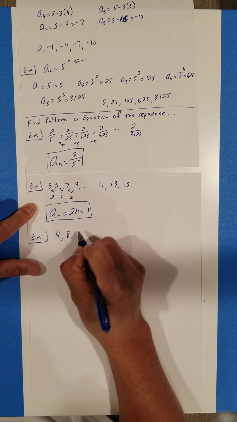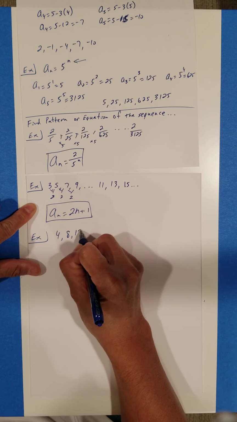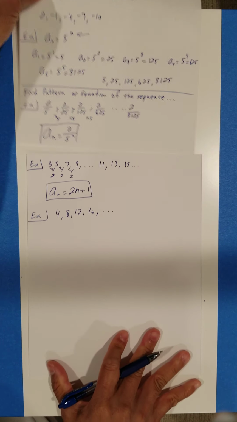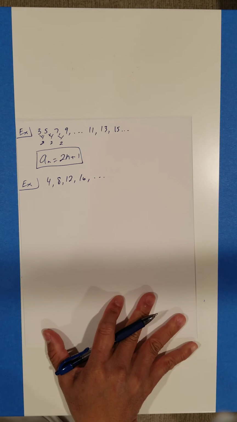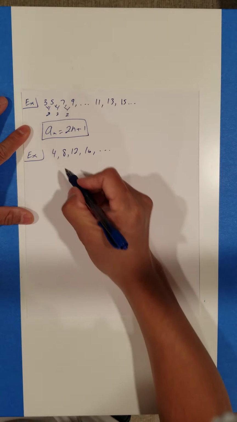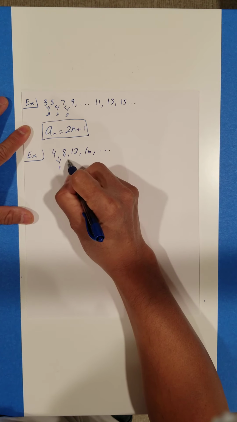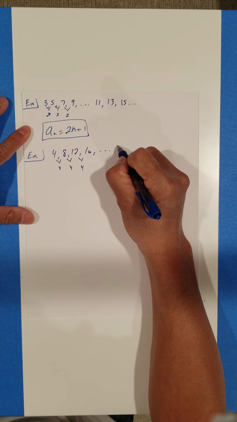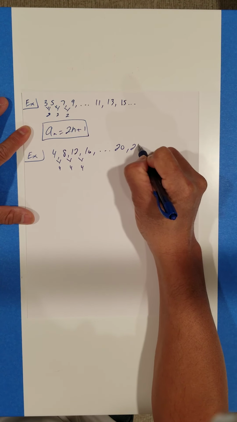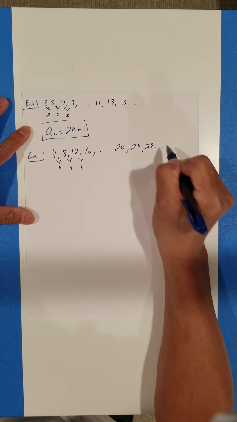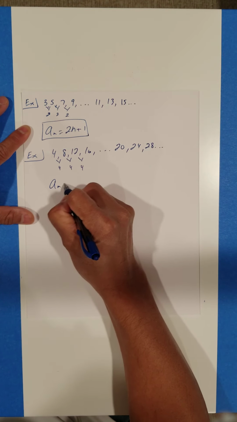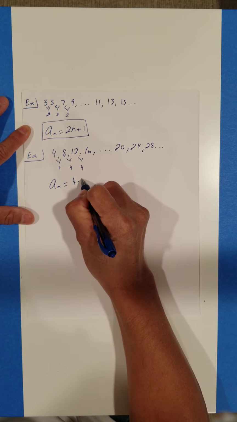4, 8, 12, 16, dot, dot, dot. Okay, so what do we notice is going on here? We're adding 4, we're adding 4, we're adding 4. So my next numbers I would guess are 20, 24, 28, dot, dot, dot. Since I'm adding 4, then the pattern is going to be 4 times n.